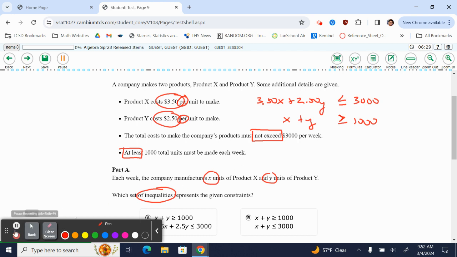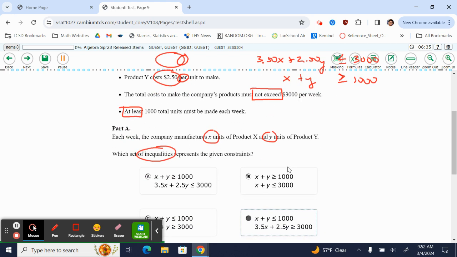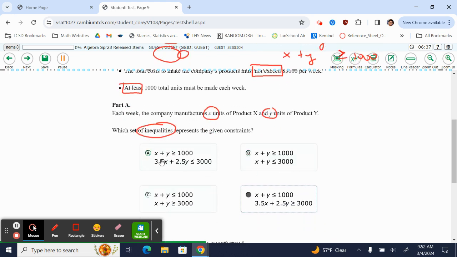So we're looking for those inequalities as we scroll down. Let's see which one says 350x plus 250y is less than or equal to 3,000. So I see 2 that involve the 3.5x. This one says less than or equal to 3,000. This one says greater than or equal to 3,000. So it's got to be choice A. Okay, so look for those inequality words.